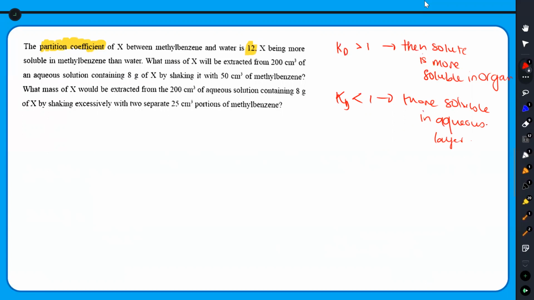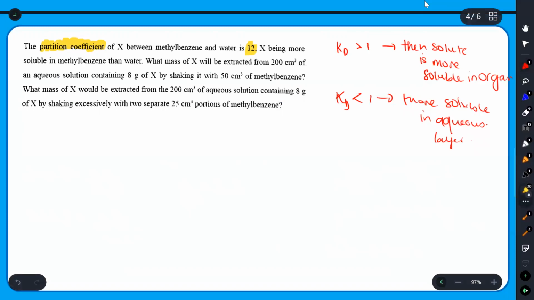Or if the partition coefficient is greater than 1, then that means that your solute is more soluble in organic solvents. So they want you to first calculate the mass that will be extracted from 200 centimeter cube of aqueous solution containing 8 grams of X by shaking it with 50 centimeter cube of methylbenzene.